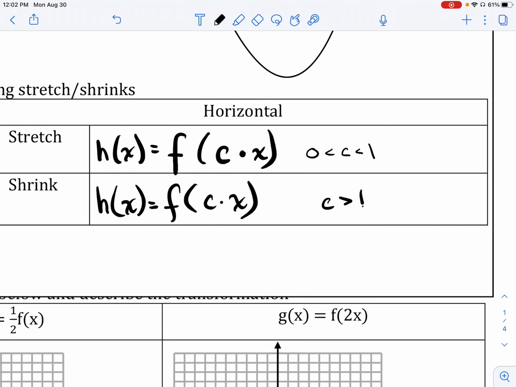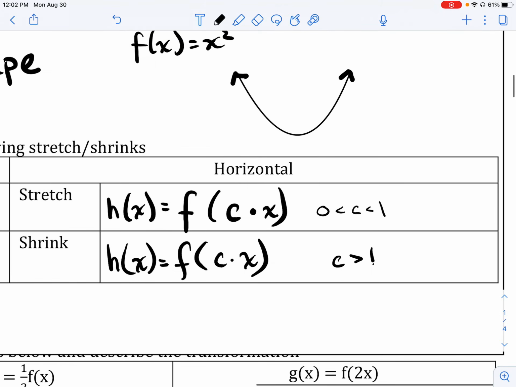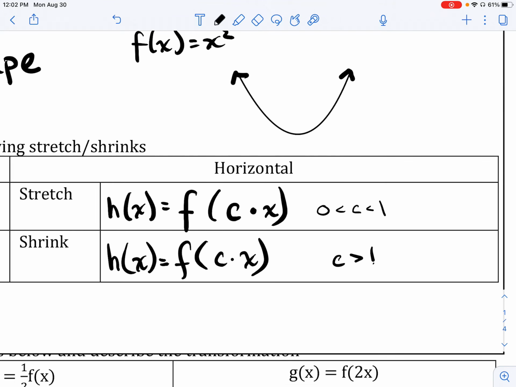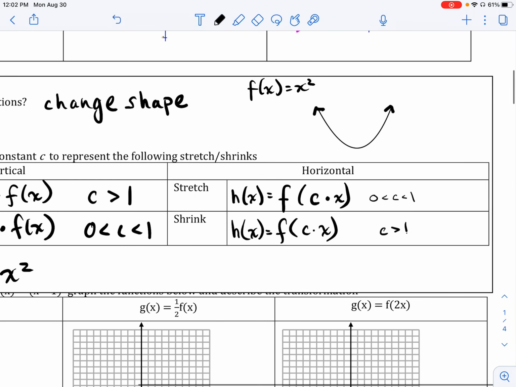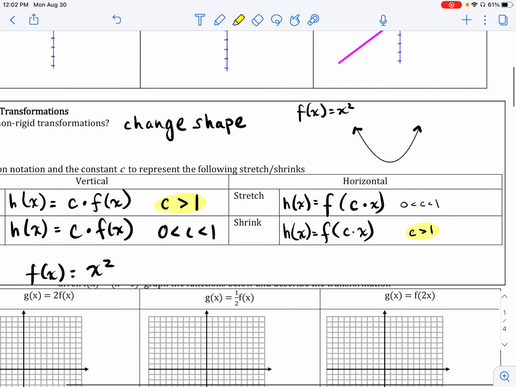This time the pressure is coming from the horizontal direction. So imagine if you are squeezing on the graph from both sides. If we're squeezing on this parabola from both sides, right? And our c value is greater than 1 and we're squeezing from both sides, it's going to appear skinnier. One easy way to remember this is that when your c value is greater than 1, both graphs are going to get skinnier, if you will.